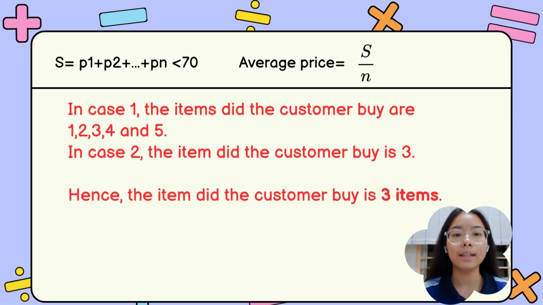In case 1, the number of items the customer bought is 1, 2, 3, 4, or 5. And in case 2, the number of items the customer bought is 3. Hence, we find that the customer bought 3 items. We get the answer 3.